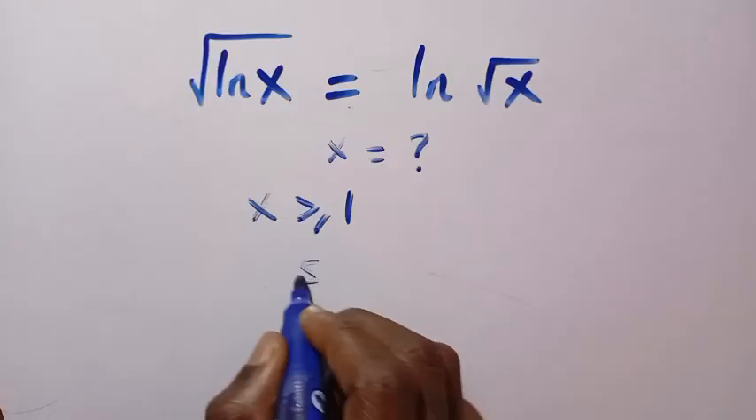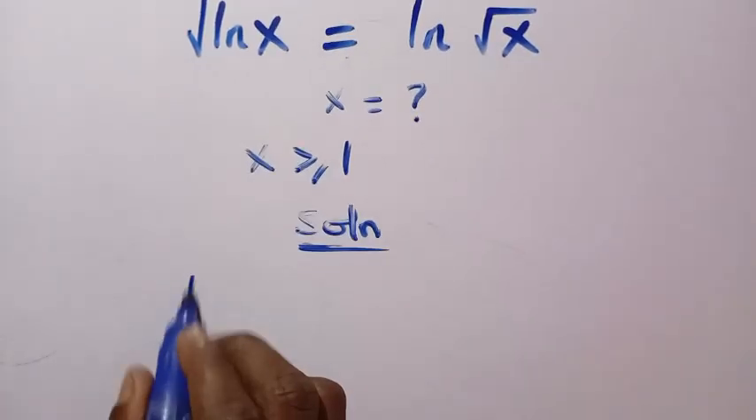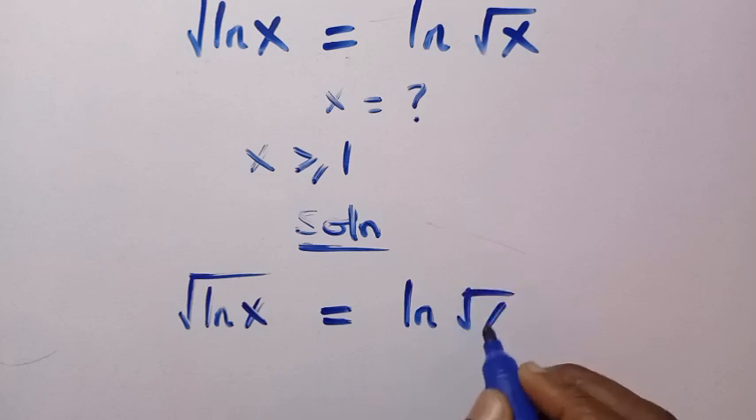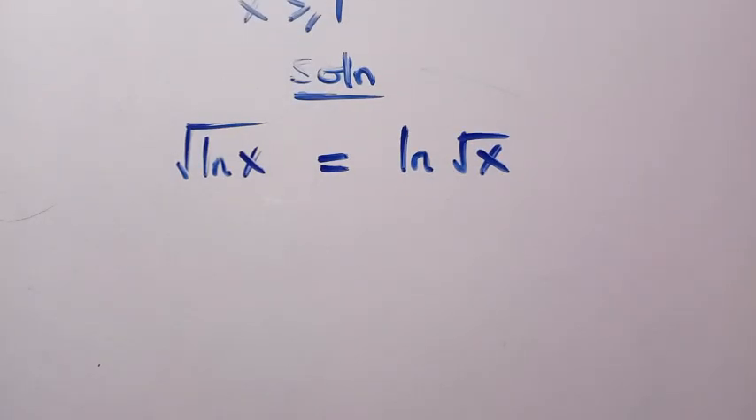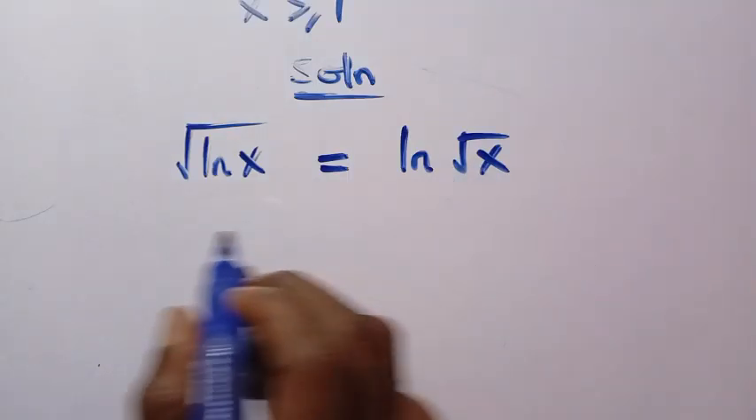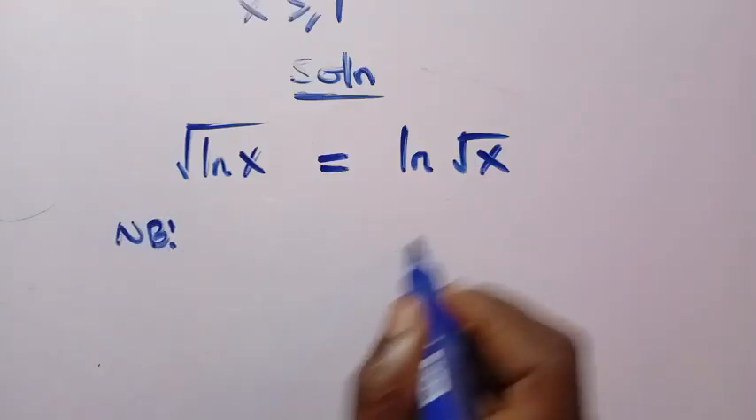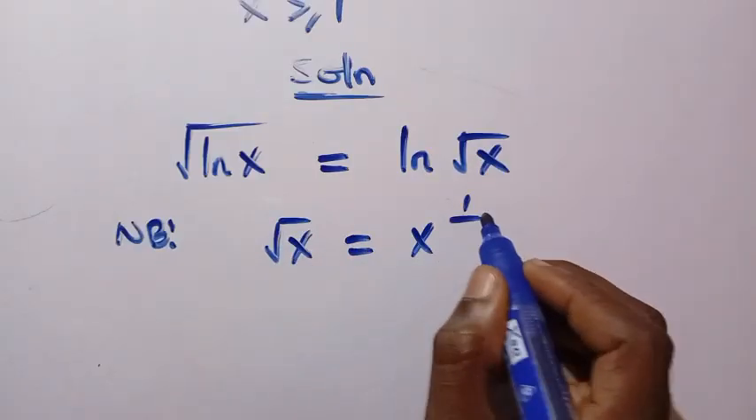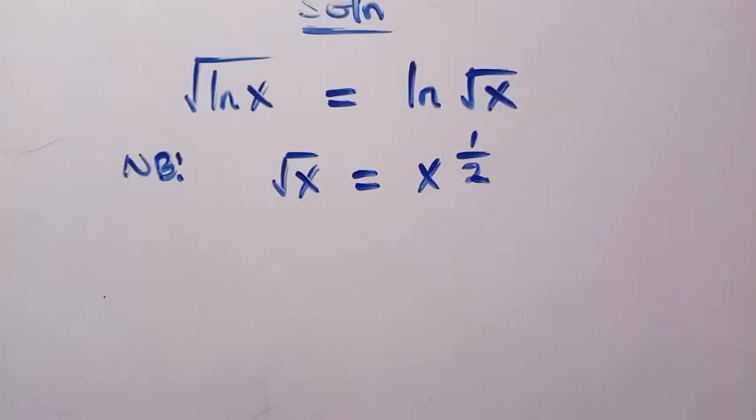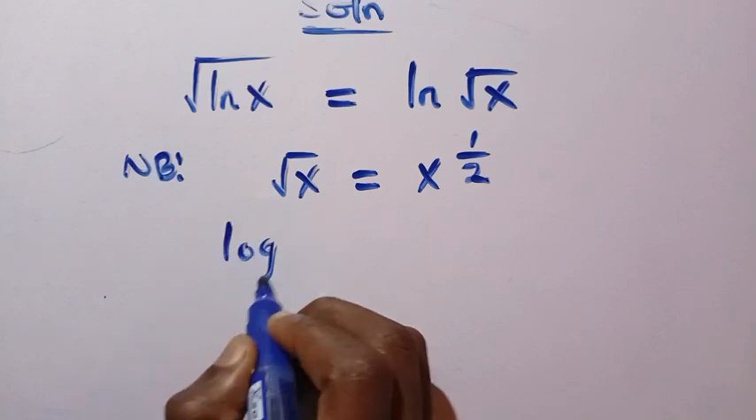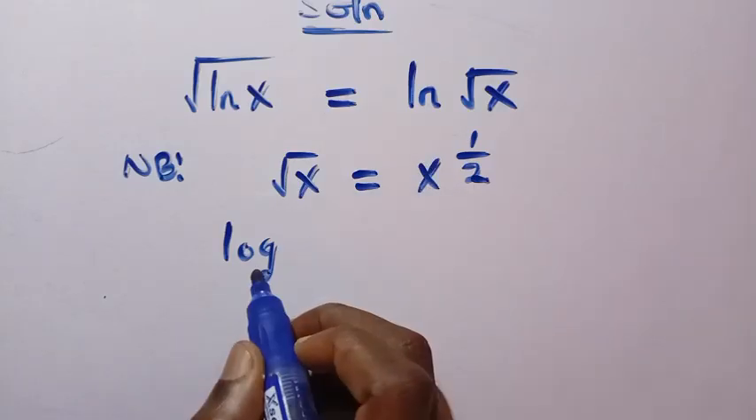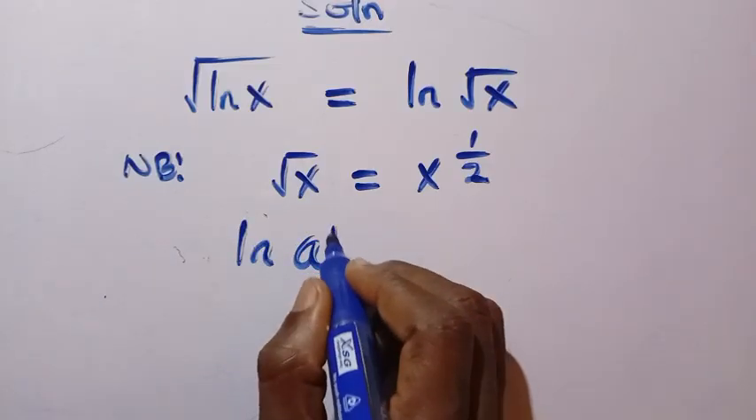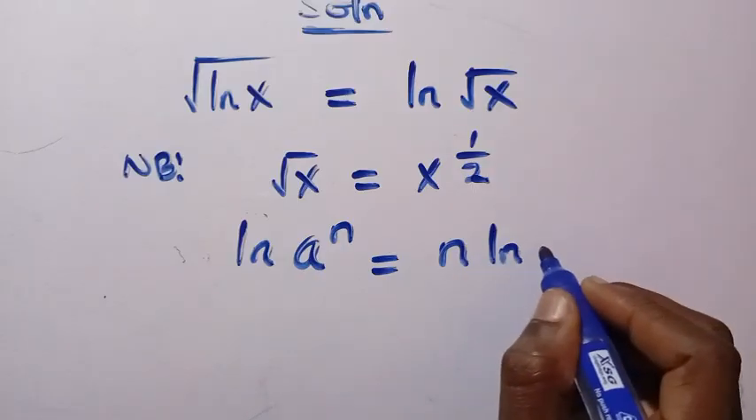It's very simple. By considering the solution from here, as the question says, the square root of ln x equals ln of the square root of x. So the first step we are going to take is to consider the rule of logarithm. But first, this root x is the same thing as x to the power of 1 over 2. And if we have the logarithm, either log or ln, though this one is the natural logarithm and this one is the ordinary logarithm, so by focusing on that, we have ln a raised to the power of n equals n ln a.